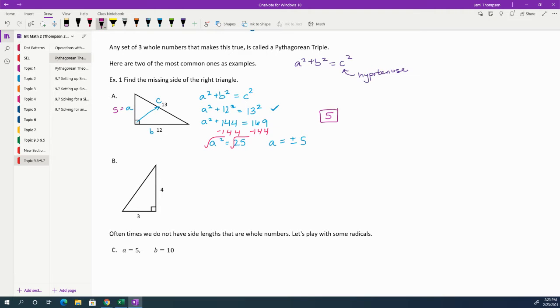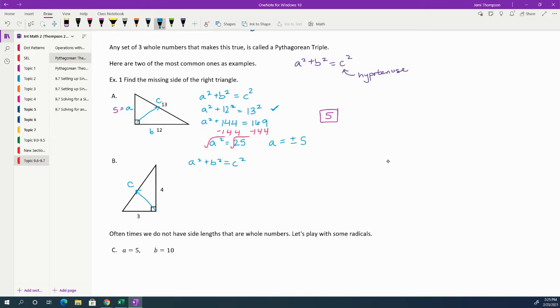All right, so example B. Very similar type of problem. I'm going to use a squared plus b squared equals c squared whenever I'm missing one of the lengths of a right triangle. This time, I always like to hone in on my hypotenuse first and get that out of the way. Across from the right angle, that's my hypotenuse. This is C. So this time my unknown is C.